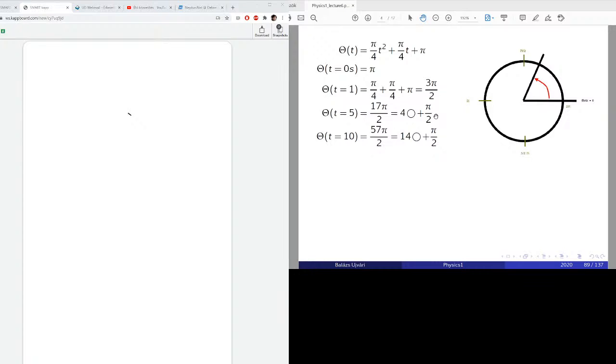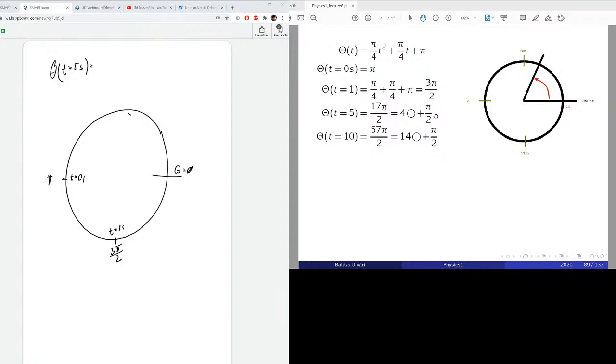So how does 17 pi over 2 look? This is theta equals 0, this is the origin. This is where I am at t equals 0 seconds. At t equals 1 second, I'm here. This is 3 pi over 2. And at 5 seconds, theta is 17 pi over 2.